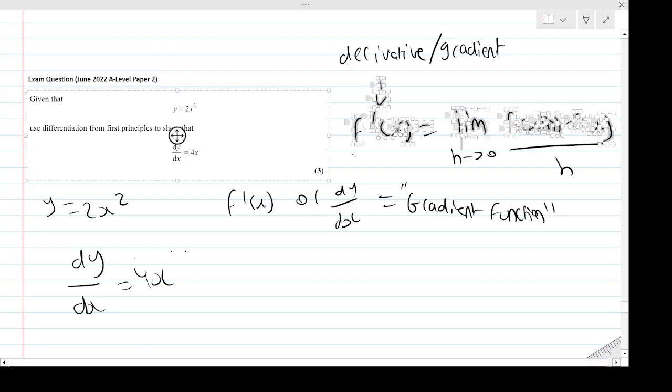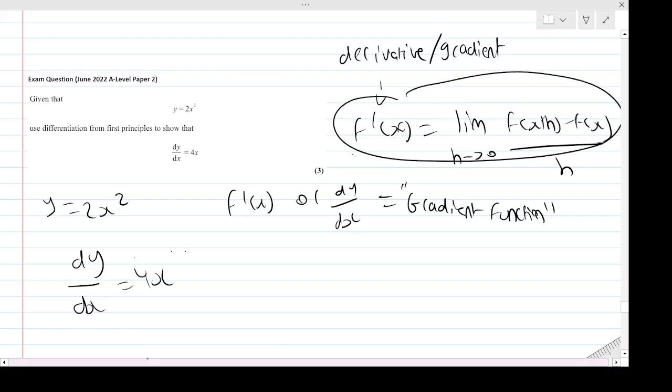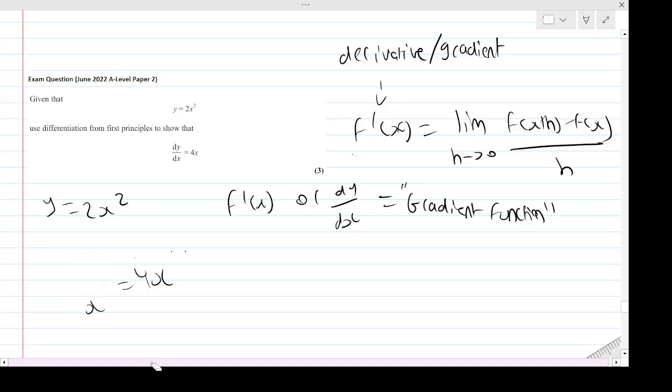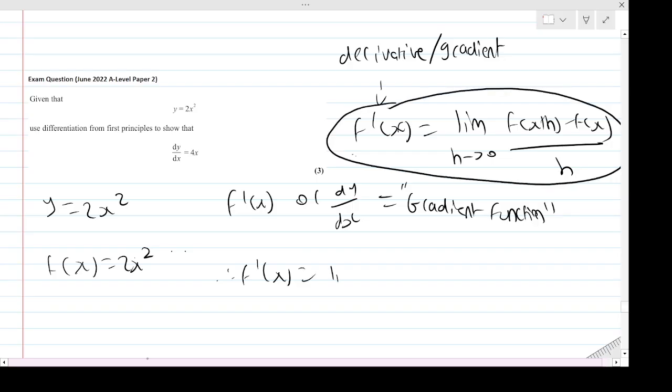So we're going to use this formula again. Firstly, if y is 2x squared, we can use functions too. We can also say f of x is 2x squared. Therefore f dash of x, if I use my formula here, is the limit as h tends to 0 of f of x plus h. Well, f of x is 2x squared, so f of x plus h will be 2 lots of x plus h squared, take away f of x, so take away 2x squared.